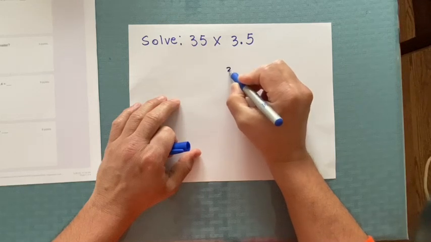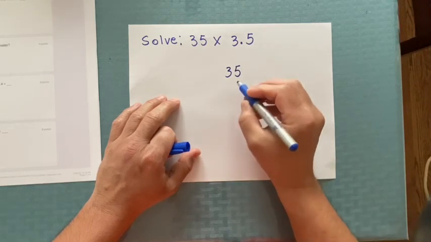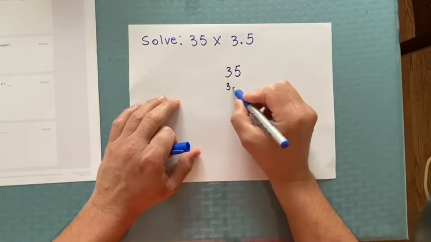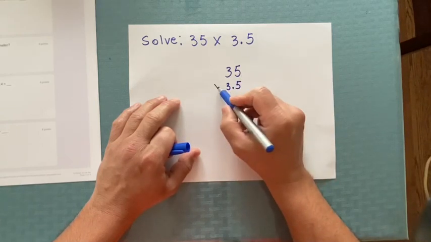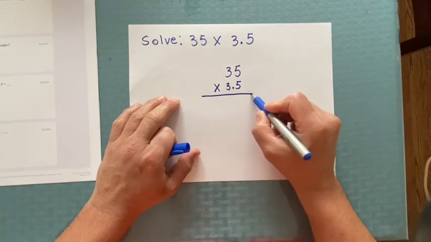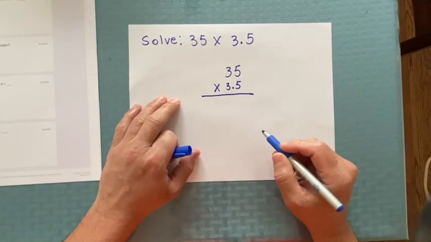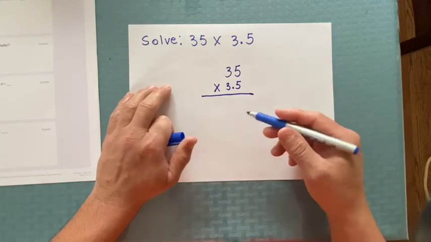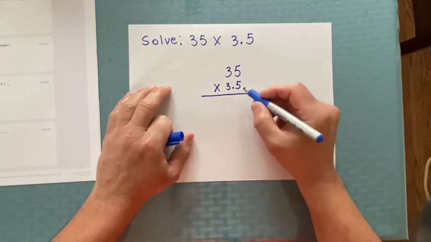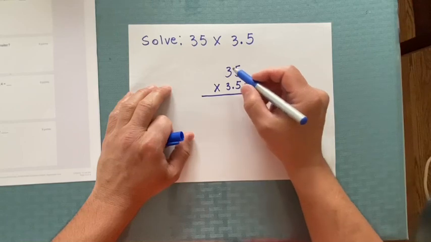So we put 35 on top, and we're going to put 3 and 5/10 underneath of that. Once again, we're not going to worry about lining up decimals when we multiply. That's only when you add or subtract decimals. So we set our problem up this way. And now we're going to ignore the decimal for now. We're going to multiply as we normally would with whole numbers. So we're going to go 5 times 5. That's 25.